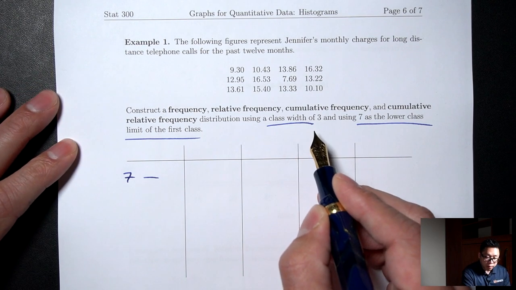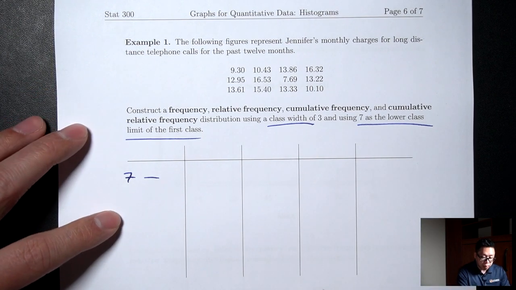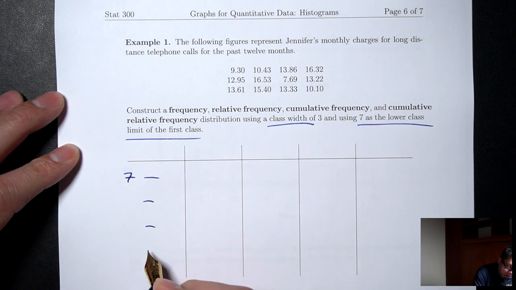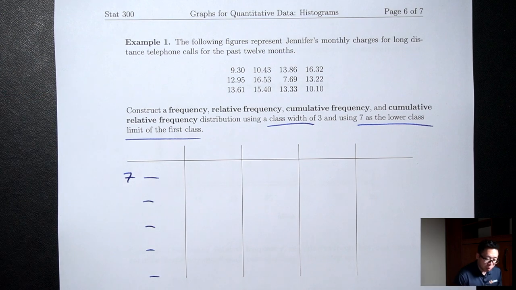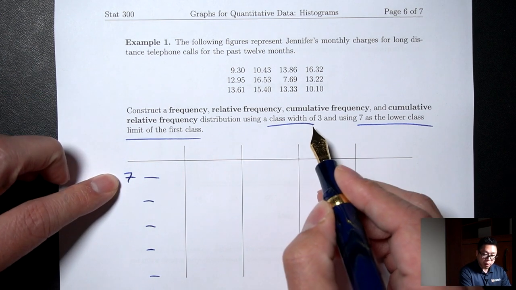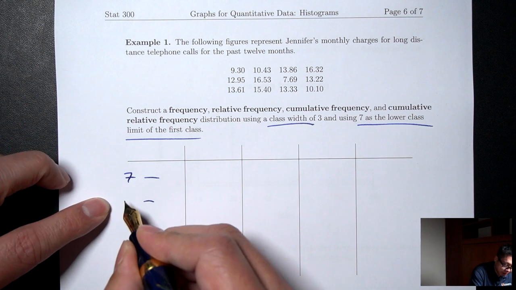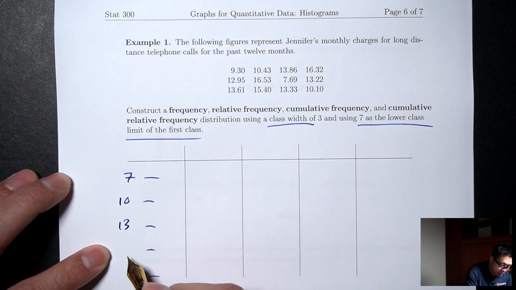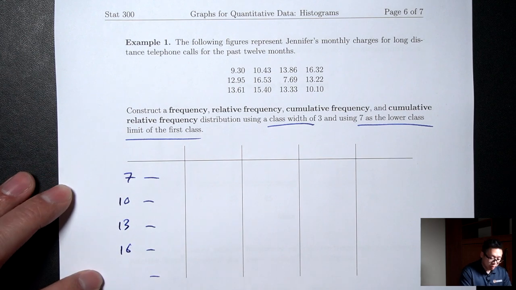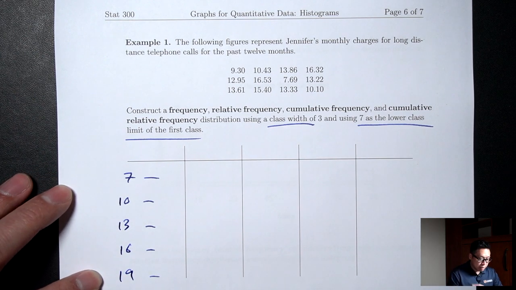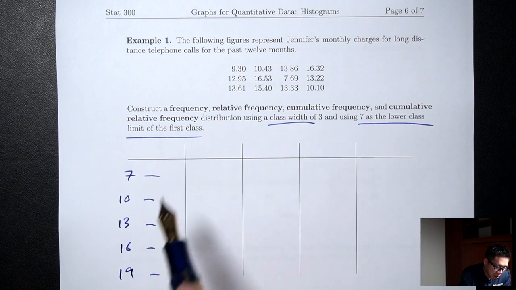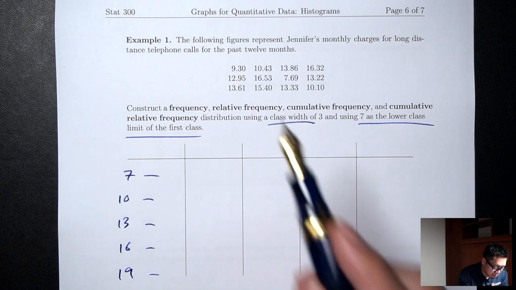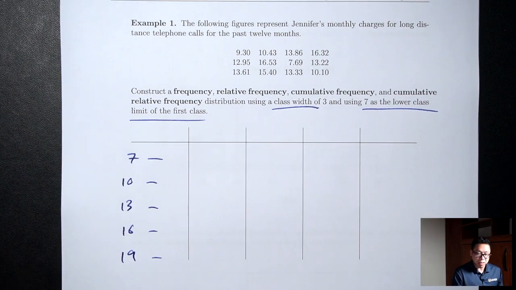So class width tells me I want my lowers to go up by 3. So let's make the lowers first. I don't know how many I need, so let me just do a couple. My lowers go up by 3. So 7 plus 3 is 10. Plus 3 is 13. Plus 3 is 16. Plus 3 is 19. And I don't think I need to go any more because if I look at my data here, it only goes up to 16.53. So I think I should be good ending at 19.